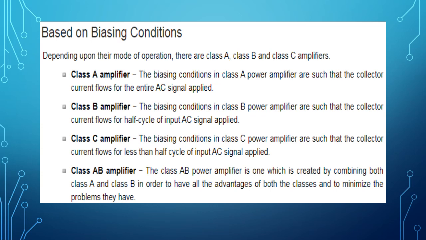Class AB amplifier is one which is created by combining both class A and class B in order to have all the advantages of both classes and to minimize the problems that they have. All these amplifiers are power amplifiers, and these are also called large signal amplifiers. And these amplifiers are mainly used at the last stage of multi-stage amplifiers.